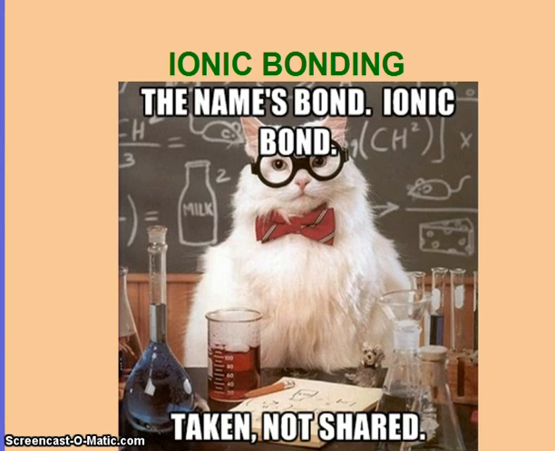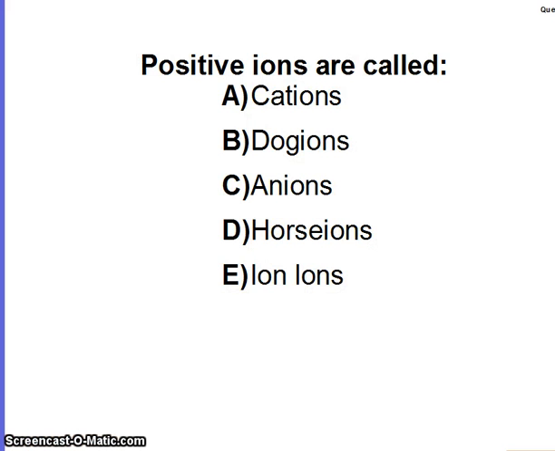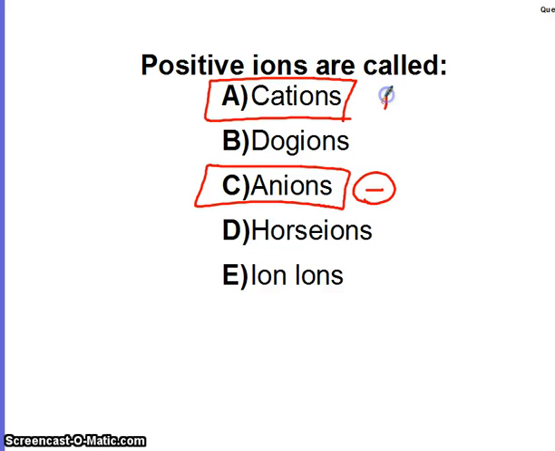Okay, this is the clicker review that we did in class on ionic bonding, and I'm going to give you a walkthrough, and hopefully if you were struggling with any of it, this will clarify. So, first question, positive ions are called cations. Negative ions are called anions. So this is all of our negatives, this is all of our positives.